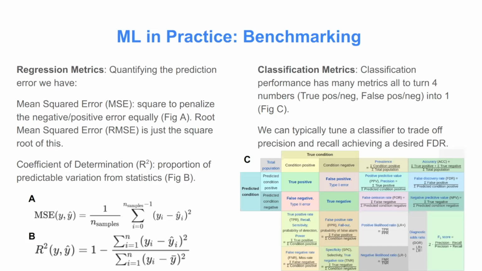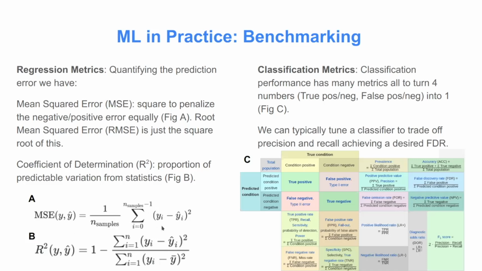On the regression side of things, when you're predicting a continuous variable, there are several metrics that you can use. One of them is the mean squared error, or the root mean squared error, RMSE. Both of these are pretty much the same thing. RMSE is just the square root of the MSE. And it's just this formula. It may look scary, but it's not that complicated.